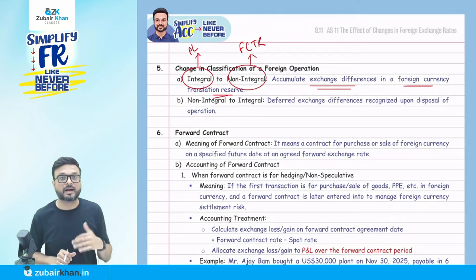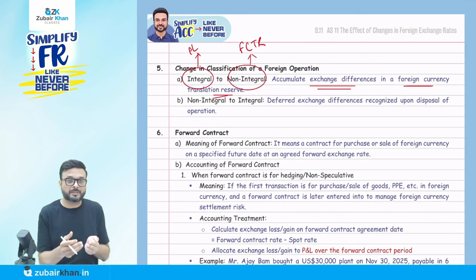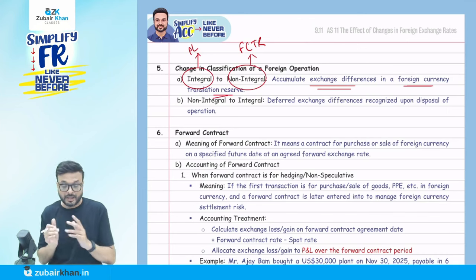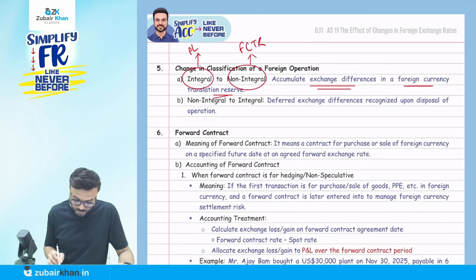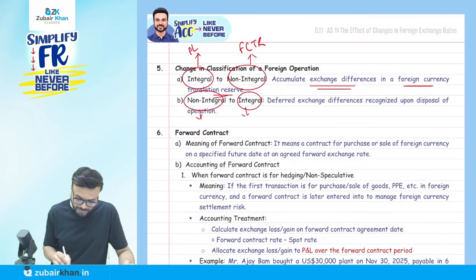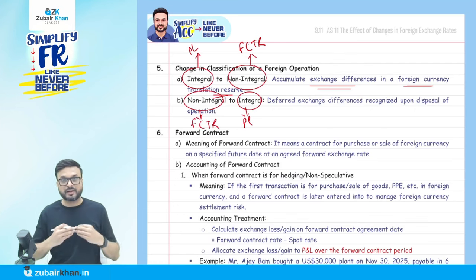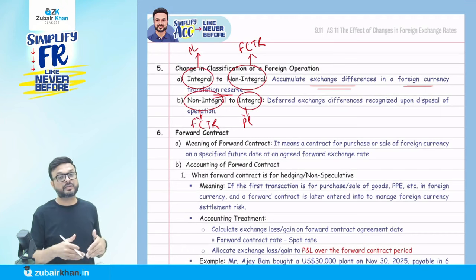Okay. So what is going to happen from now onwards? The difference will be recorded in the foreign currency translation reserve. But if you're shifting from non-integral to integral, where do you record it? In non-integral, I record in the foreign currency translation reserve. In integral, I record in P&L. Now I understand, if I convert into integral, I will take the difference to the P&L account.